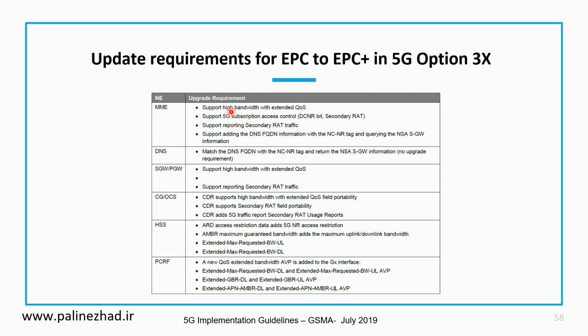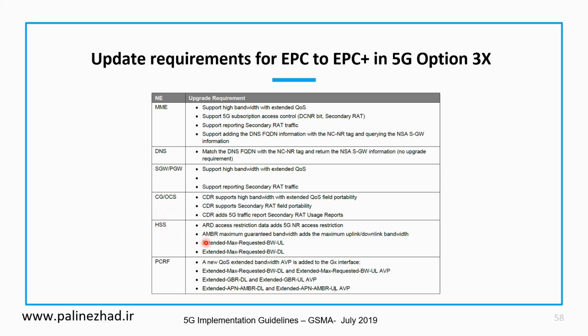You see that in MME, we need to support high bandwidth with extended QoS. These are the updates and changes we need to make in MME. The others are not related to QoS. You can read them. DNS doesn't need any upgrade. It's just a change, and it's not related to QoS. Again, in serving gateway and packet gateway, we need this extended QoS capability. In OCS, we have again extended QoS field capability, and also CDR needs to support high bandwidths.